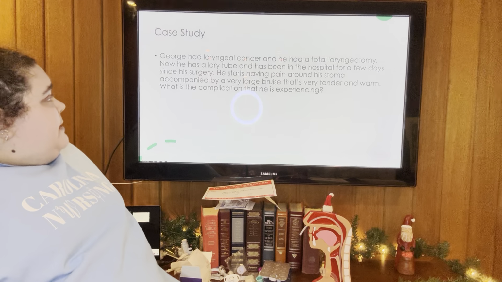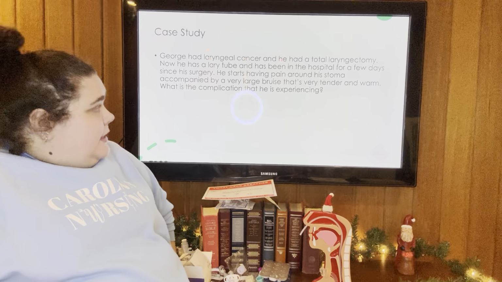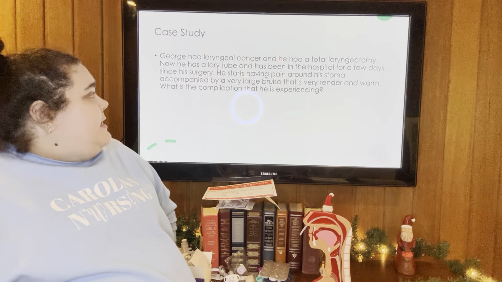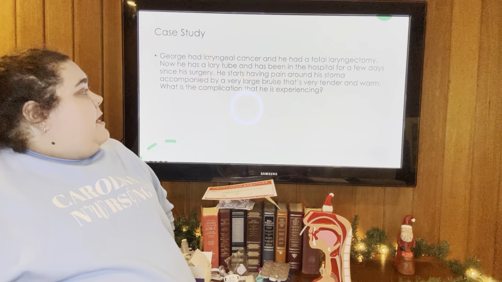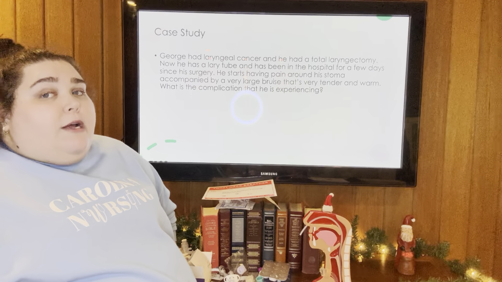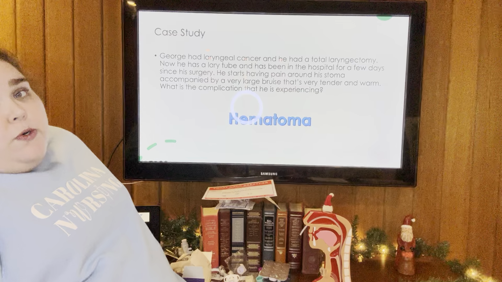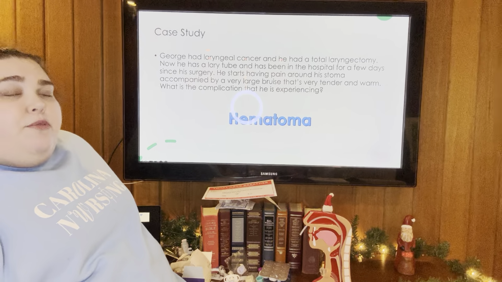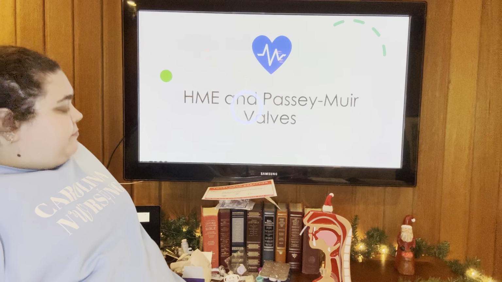So here's a case study. George had laryngeal cancer. He had a total laryngectomy. He has a Lary tube that's been in place for a few days. He's been in the hospital since his surgery. He started having pain around his stoma. He's got a very large bruised area that's tender and warm. What complication is George experiencing? George has a hematoma. So he's got that large area of bruising that's warm to the touch. Those are all classic signs of hematoma.